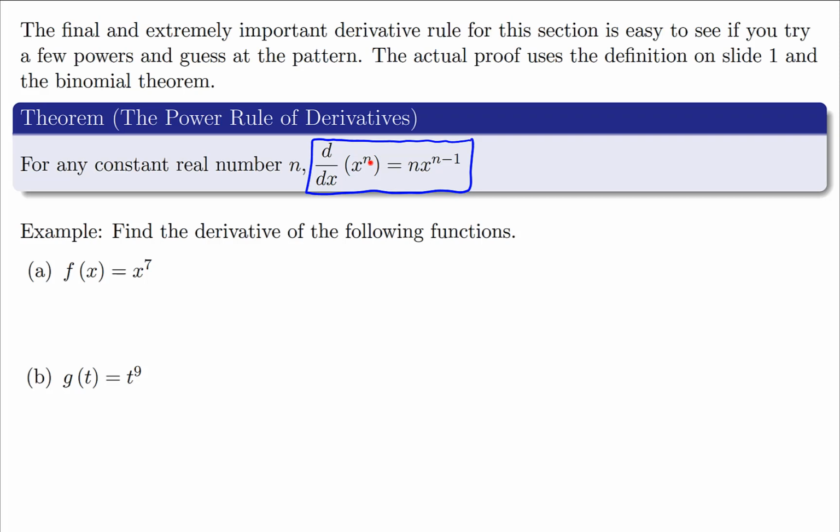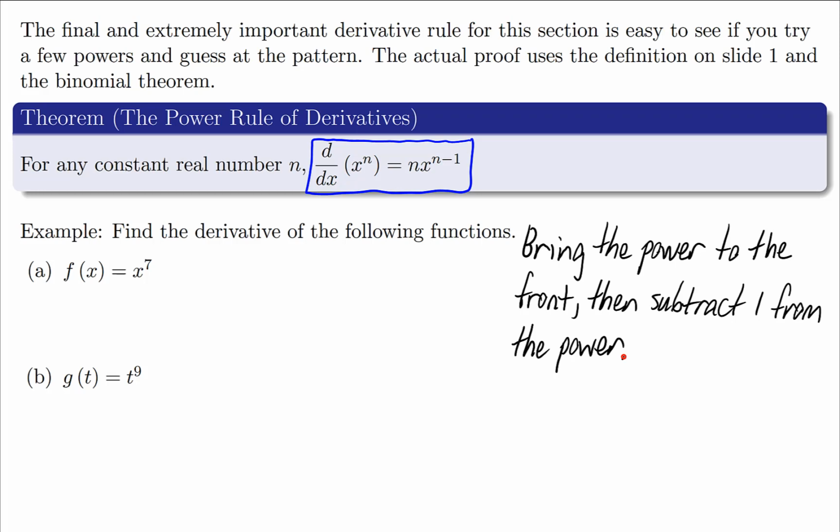So how you use the power rule is you take your power, bring it to the front, and then subtract 1 from the power. Again, bring the power to the front, then subtract 1 from the power. Let's do a couple of examples. F prime of x. I'm going to take my power of 7 and bring it to the front. That gives me a 7x to the, subtract 1 from the power, and I get 6.